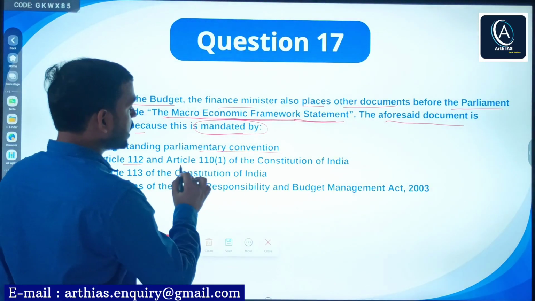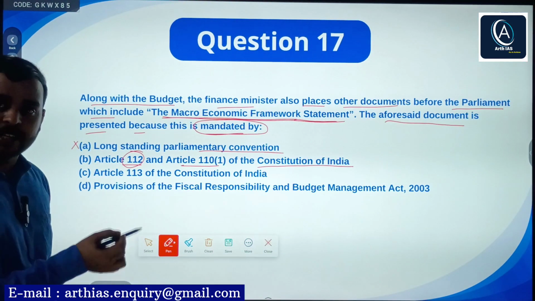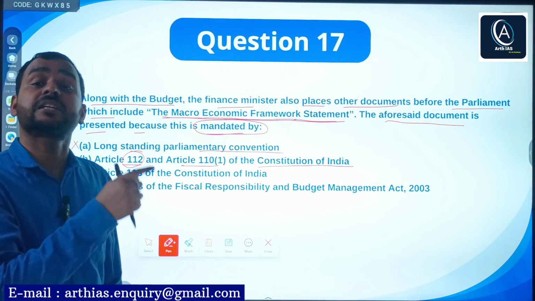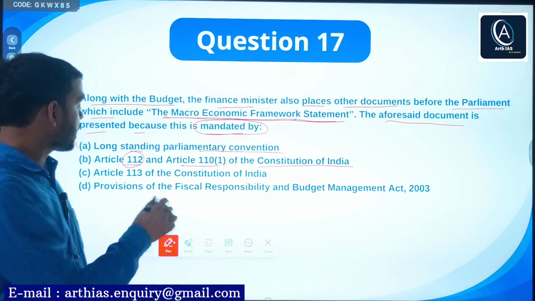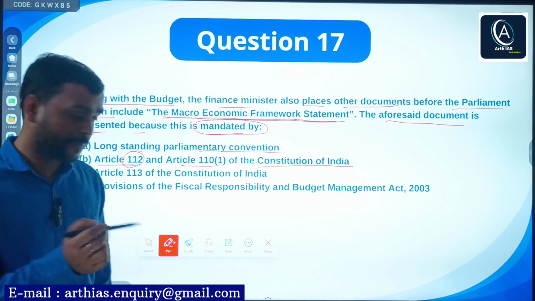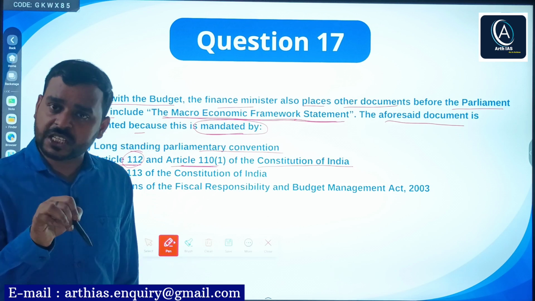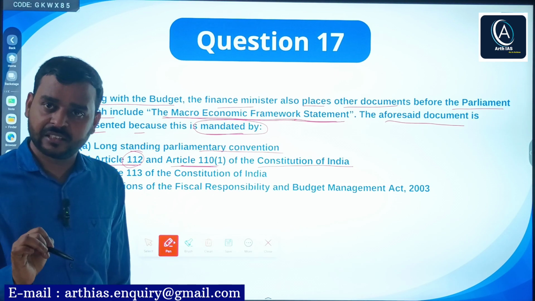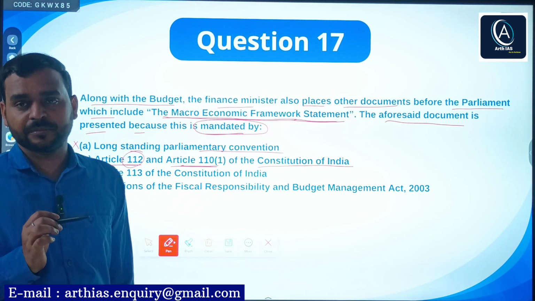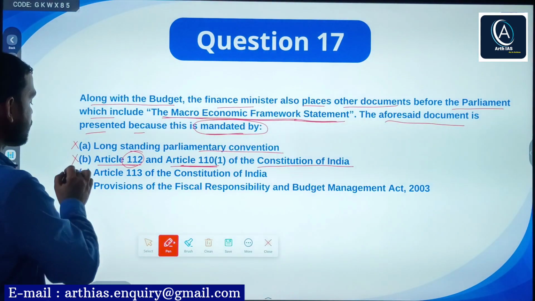Article 112 and 110, clause 1 of the Constitution of India. No. 112, it is nothing but budget. But the Constitution does not use the term budget. It uses the term annual financial statement. So under article 112 it is annual financial statement, that is generally known as budget. 110 clause 1 is related with money bill, and 6 sub clauses are there from A to F, which talks about the criteria of money bill, or conditions for money bill. It is also not correct.